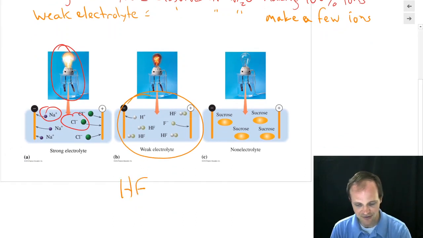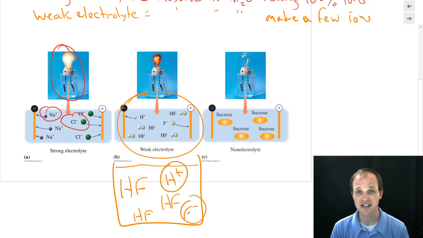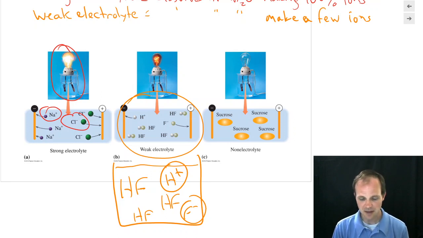Hydrofluoric acid, HF. When you put HF into water, it turns out that in the water, most of it stays as HF. But a very small fraction of it does break apart into H plus and F minus. We'll talk in the next chapter about how acids break apart. So there's a few ions around, not very many. Not the same as if you put in the same amount of sodium chloride, where all of it makes ions. And so what do you think about a weak electrolyte? Is it going to conduct electricity? Well, yes, because it has some ions present, but probably not very well. And so a weak electrolyte is a weak conductor of electricity.